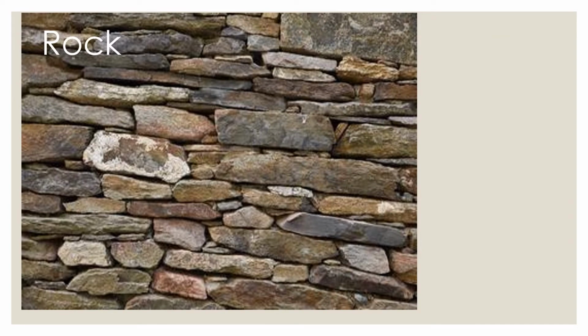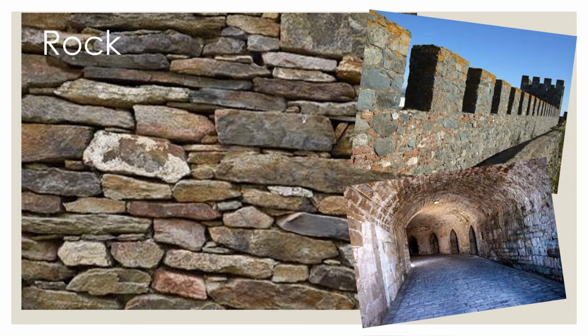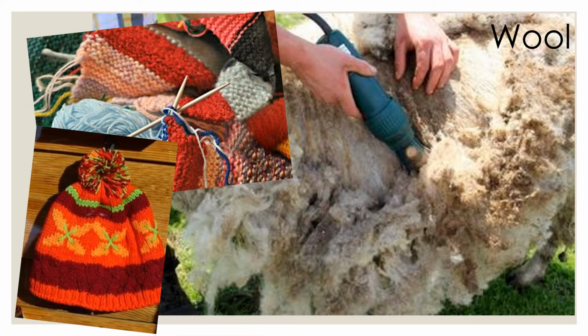Rock is found in the ground and is good for building strong walls. Wool comes from sheep. When a sheep's wool is cut, it does not hurt the animal. The wool can be dyed different colours before being spun into threads, which can then be made into woolly jumpers, hats and scarves.